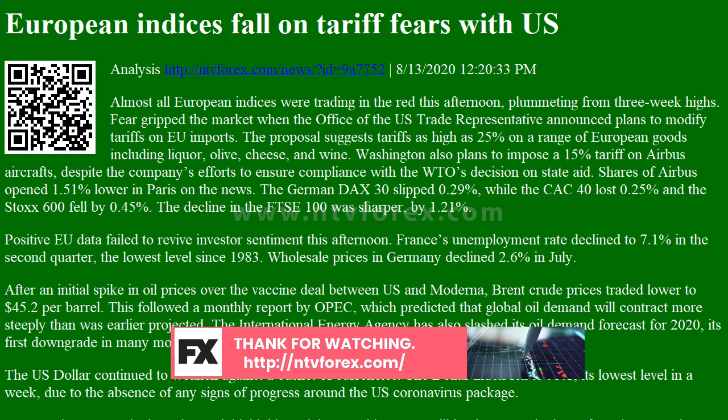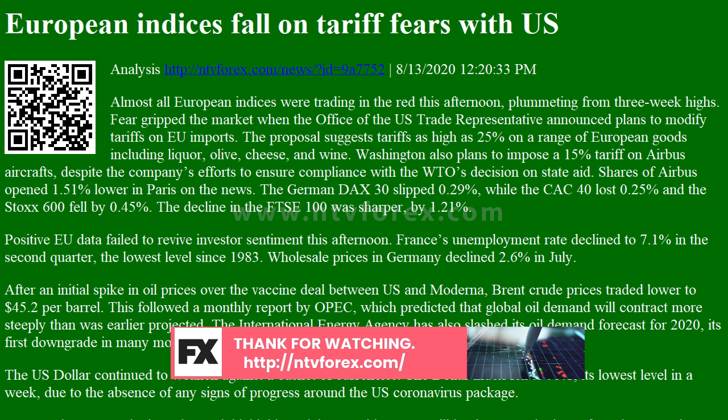The German DAX 30 slipped 0.29%, while the CAC 40 lost 0.25% and the STOXX 600 fell by 0.45%. The decline in the FTSE 100 was sharper, at 1.21%. Positive EU data failed to revive investor sentiment this afternoon. France's unemployment rate declined to 7.1% in the second quarter, the lowest level since 1983. Wholesale prices in Germany declined 2.6% in July.